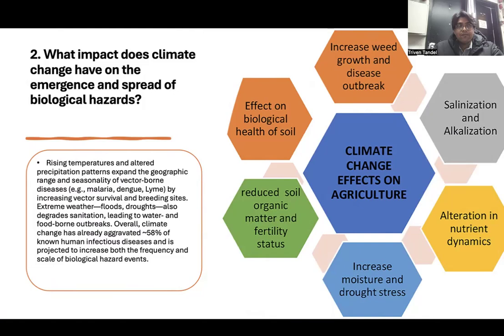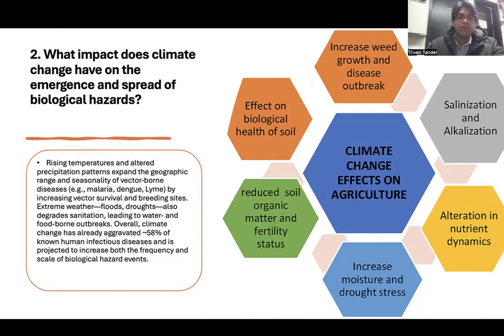So rising temperatures, droughts, and rising water levels can create certain environments for vectors like mosquitoes, which can carry pathogenic bacteria or microorganisms from that favorable environment and grow easily in it. They can also survive extreme weather, floods, and droughts, and degraded sanitation leads to water- and foodborne outbreaks as they are favorable to those conditions. Overall, climate change has already aggravated 58% of known human infectious diseases and is projected to increase both the frequency and the scale of biological hazards.